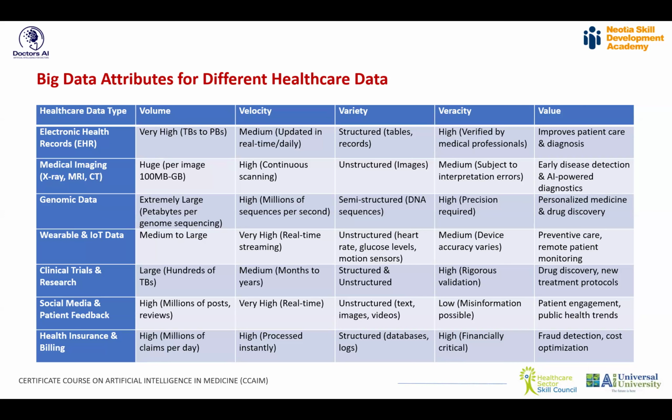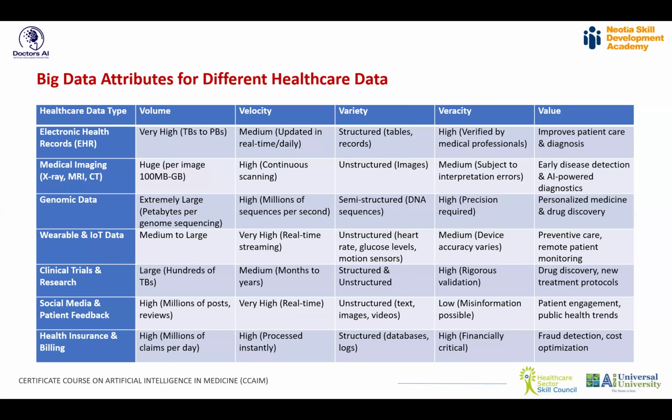take clinical trials and research. Large, because a lot of samples are taken, so hundreds of TBs. Medium in terms of velocity, because a clinical trial goes in batches. The velocity is slow, medium. Variety is structured and unstructured.